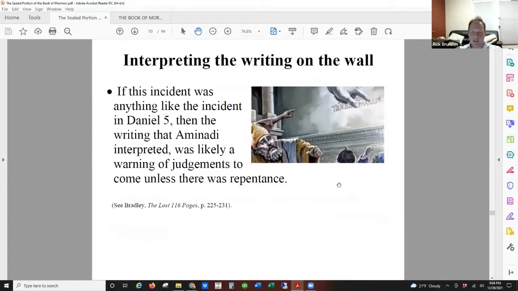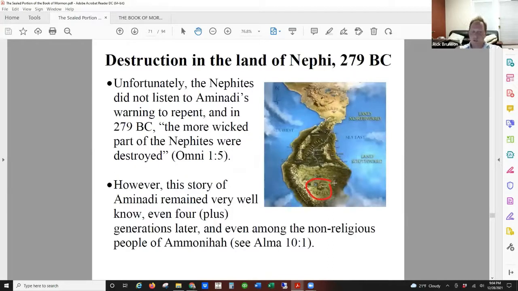And if this incident is anything like the incident in Daniel 5 that I was referencing a minute ago, then the writing that Aminadi interpreted was likely a warning of judgments to come unless there was repentance. So something similar probably happened in the temple of Nephi, and the Lord was warning them to repent, and Aminadi interpreted that as a prophet for the people. But ultimately, they did not repent.